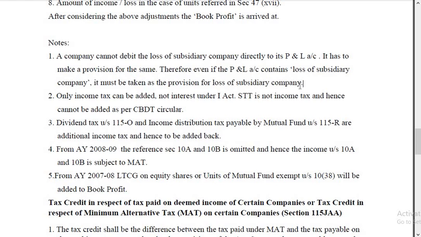Only the income tax can be added. If income tax is debited to profit and loss account, that should be added, not interest under Income Tax Act.